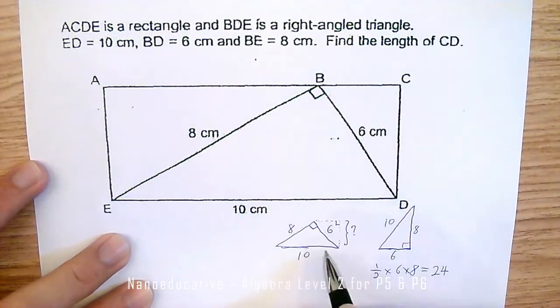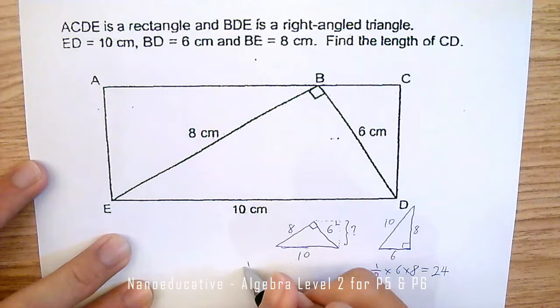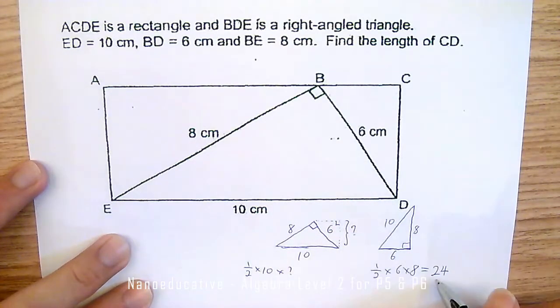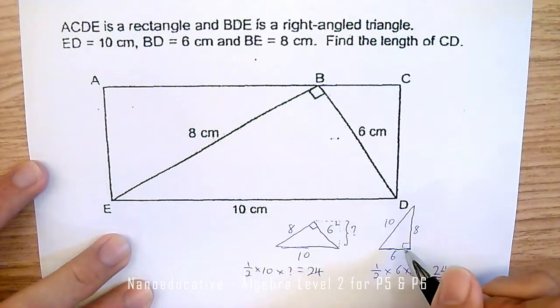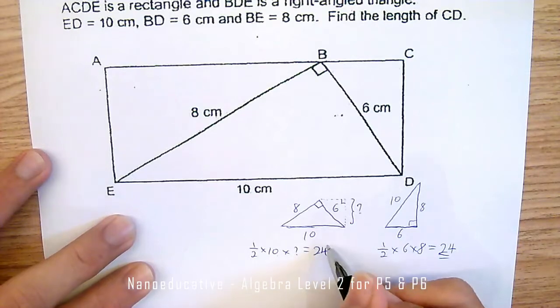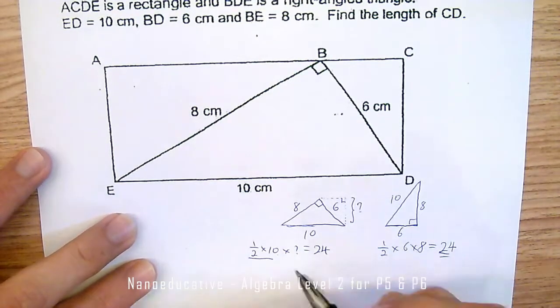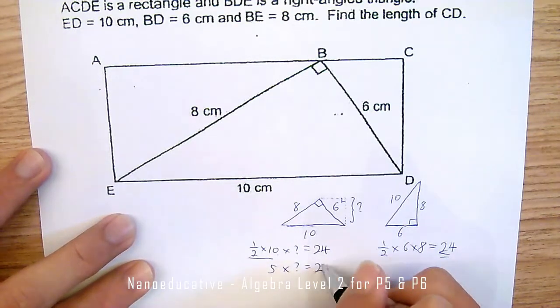No matter which method you use, the area is still going to be the same. Which means that half multiplied by 10 multiplied by this question mark, this perpendicular height, will be the same as 24. The area does not change just because I change the method. Both methods will lead me to the same area. Now, half times 10 times what will give me 24? Let us simplify this portion first. Half times 10 is basically 10 divided by 2, and that will be 5. So 5 times what will give me 24?